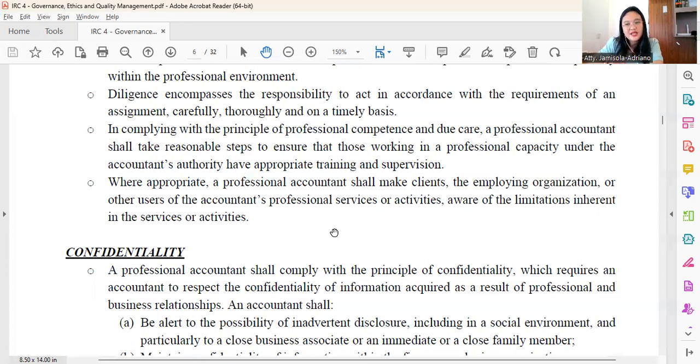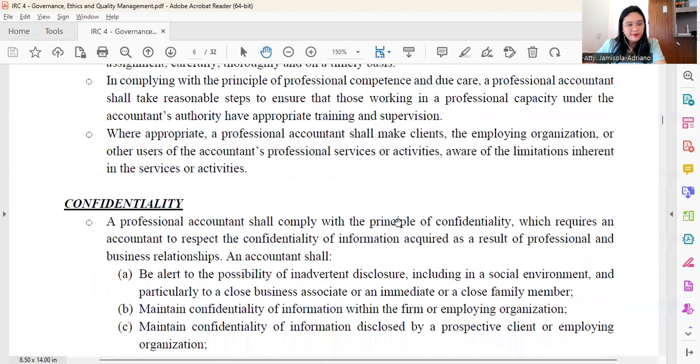There are inherent limitations, so these limitations should be communicated to your client and to the other users of your report so that they would know what limitations were there, so that these limitations could be taken into account in studying the report. Okay, they would know what the limitations are.